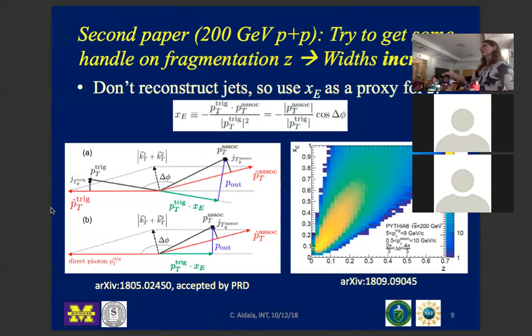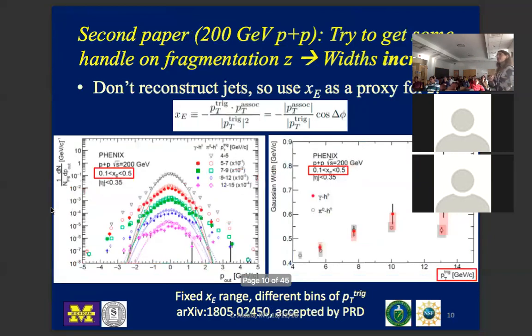And now PT trig times xE is the magnitude here of the PT associated vector projected onto this extension of the direct photon PT. And here you can see, just from Pythia, the correlation between xE and z. So you have this correlation, it's not equal to z, right? But we're using it as a proxy for z to get some kind of handle on the hadronization.